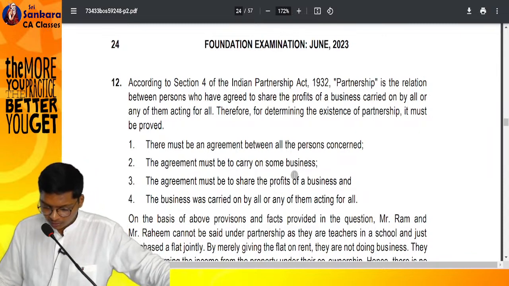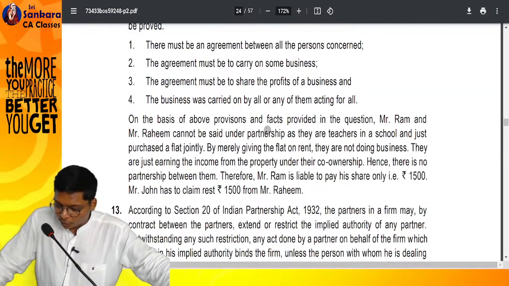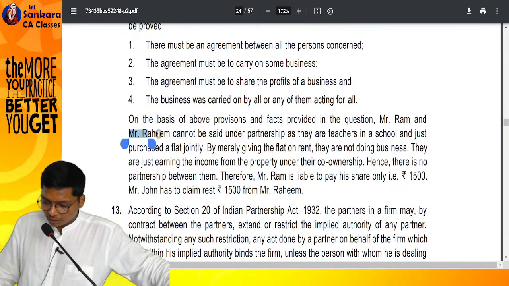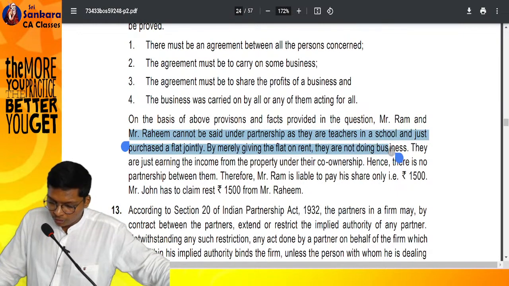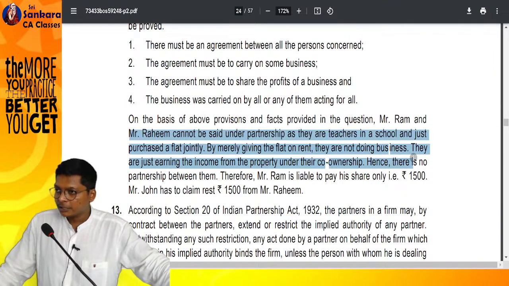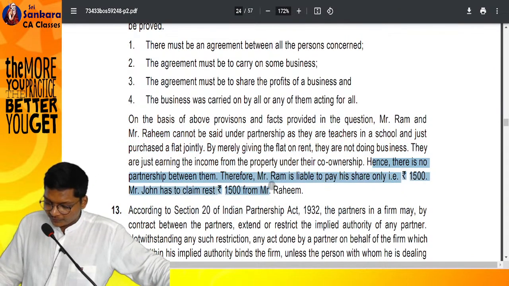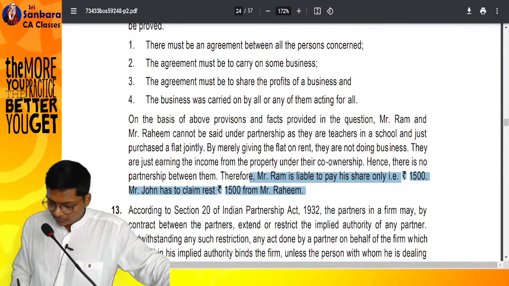Now, question 12. Partnership is giving a definition. True test of partnership. Then he is saying Rahim cannot be said to be under partnership, as they are teachers in a school who jointly purchased. They are what? Co-ownership. However, hence there is no partnership between them. Therefore, Ram is liable to pay only 1,500. John has to claim the rest from Rahim.